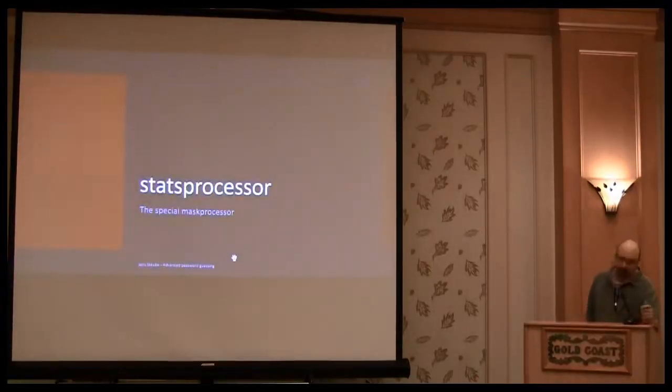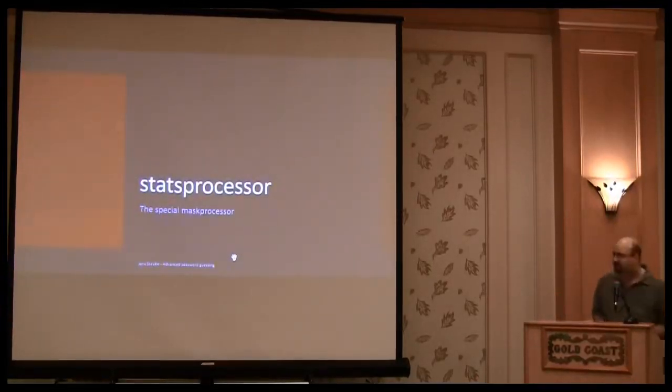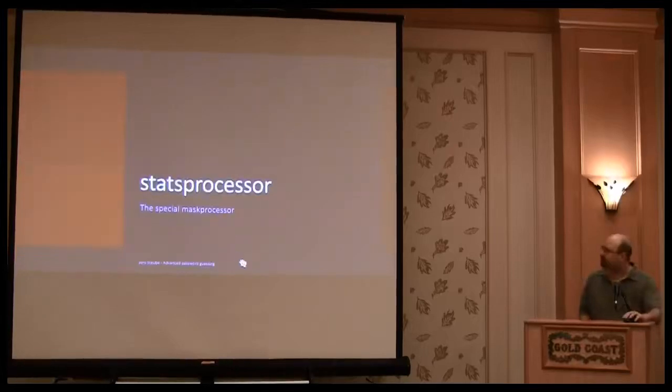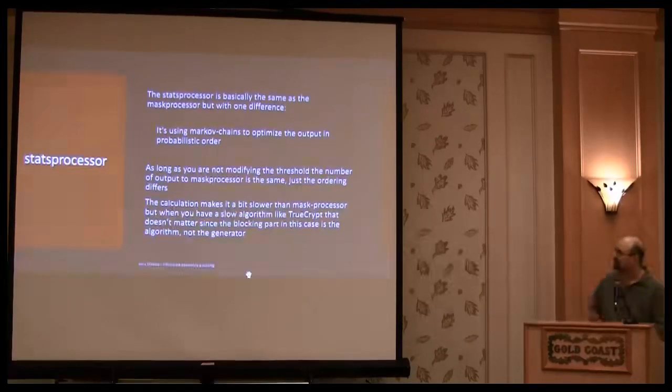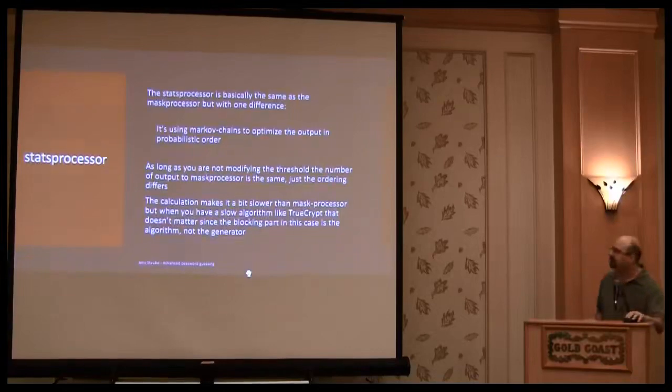The stats processor is something like a mask processor, but there's one difference. It uses Markov chains to improve the order of the candidates to generate. And the number of total output candidates is exactly the same as with mask processor, unless you change the threshold.